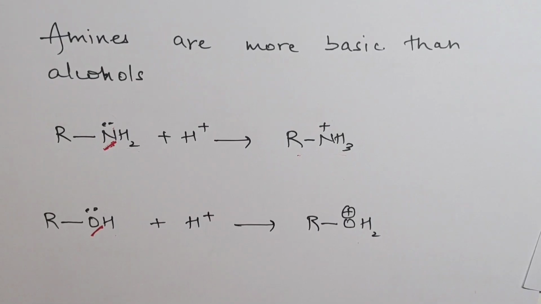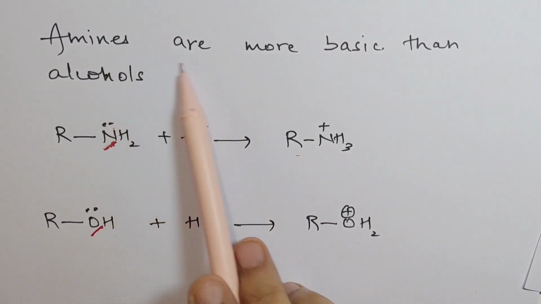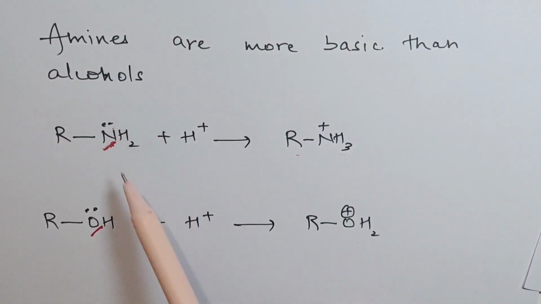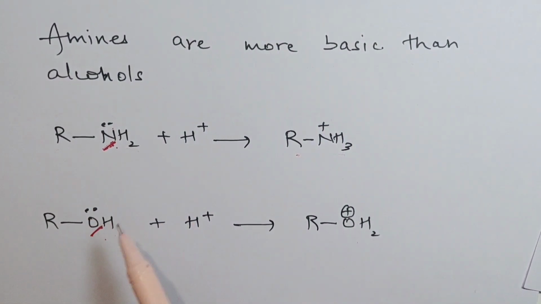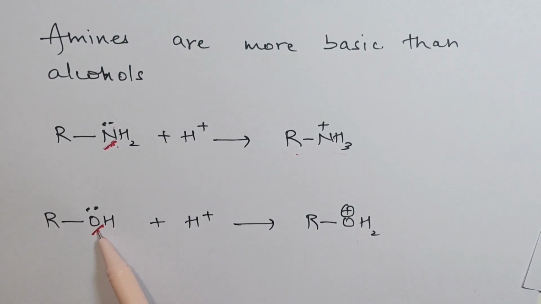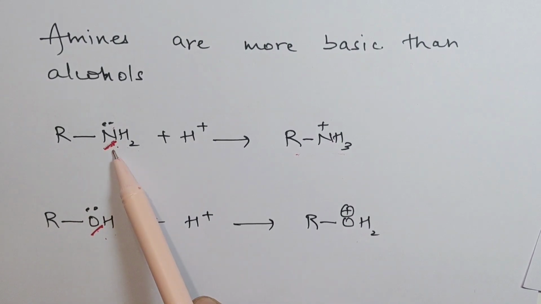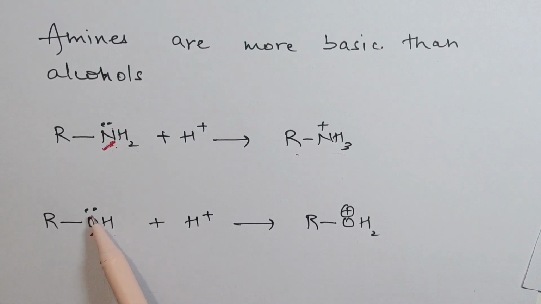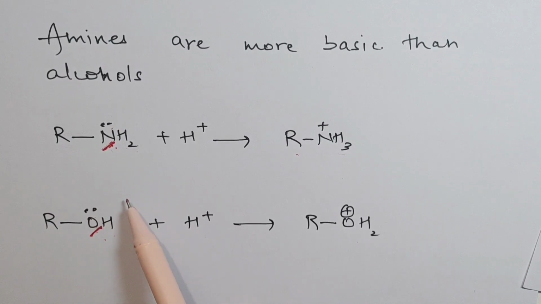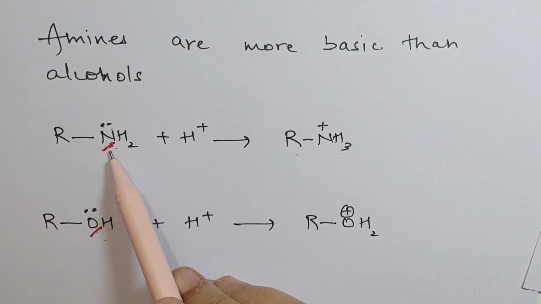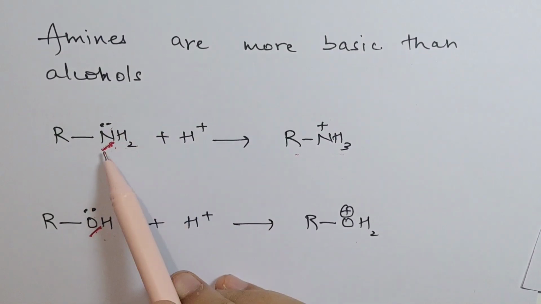Okay, now let's practice some questions. First, amines are more basic than alcohols. Why? So this is your amine, this is your alcohol. The difference is oxygen in alcohol is more electronegative than nitrogen in amines. So that means oxygen is holding on to these lone pair of electrons very tightly, not willing to lose them for grabbing the proton, right? Not willing to donate these. Whereas nitrogen, being less electronegative, is okay with donating the lone pairs.